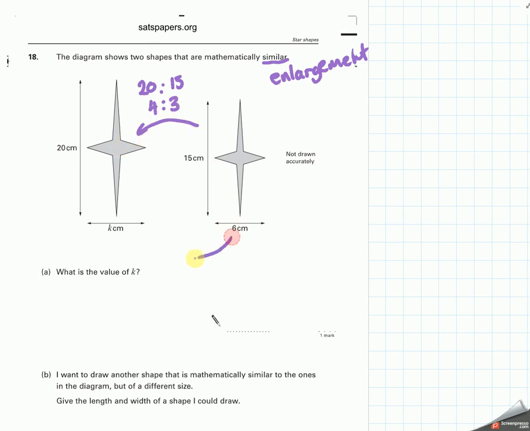Do the same thing for the bottom then. 4 over 3, where the smaller side was 6, this distance here must be 8. That's how you can do scaling.